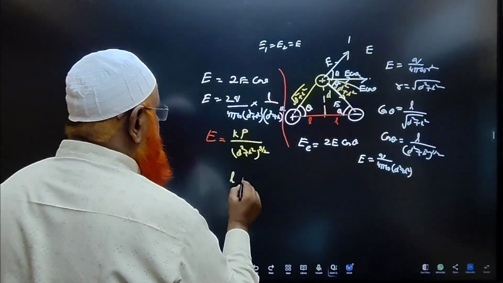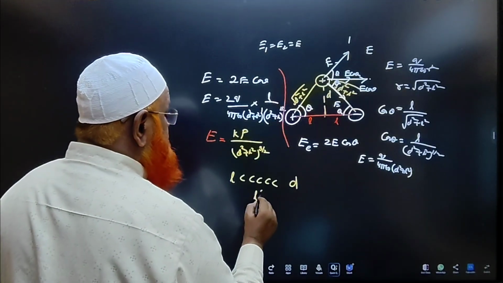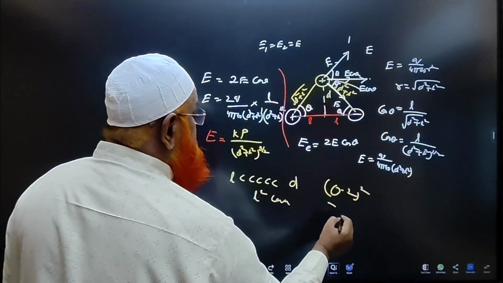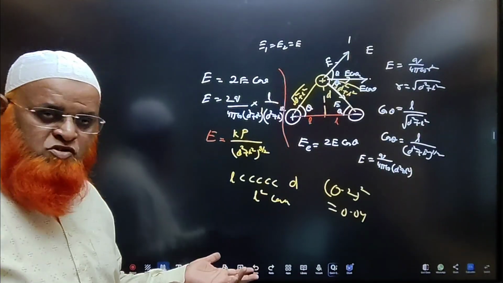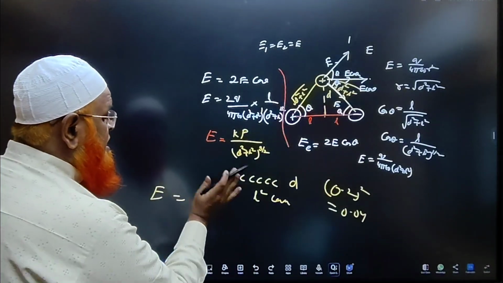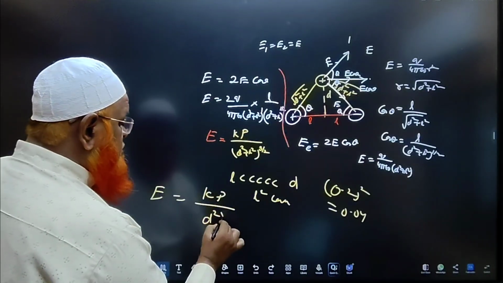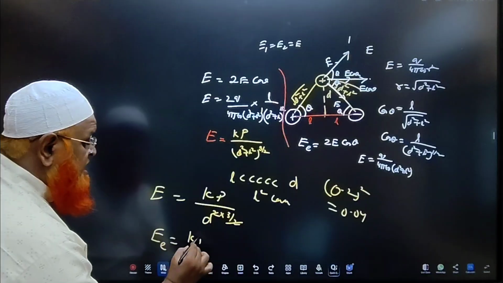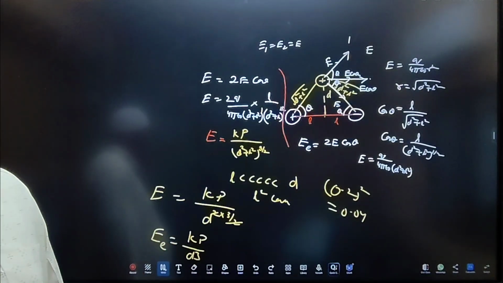If l is much less than d, understand, l square can be neglected. Why is the square neglected if l is small? If l is 0.2, its square is 0.04, still less. So what is going to happen now? E is going to be Kp by d square into the power 3 by 2, and this is getting cancelled. So E along the equatorial line is Kp by d cube. Understood? Is it clear what I am saying now?